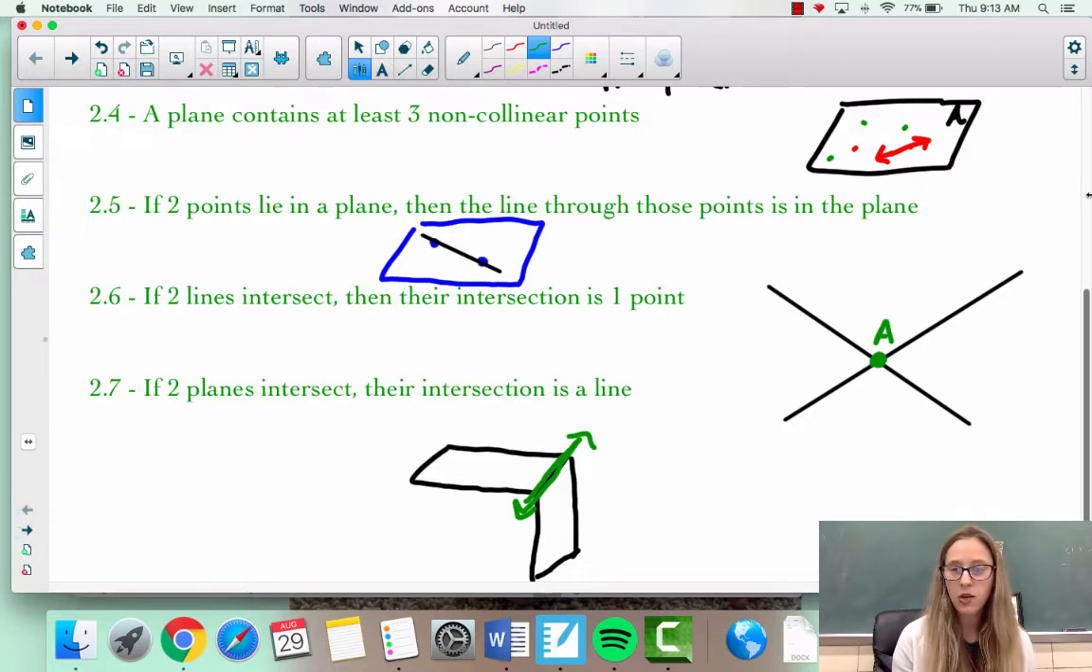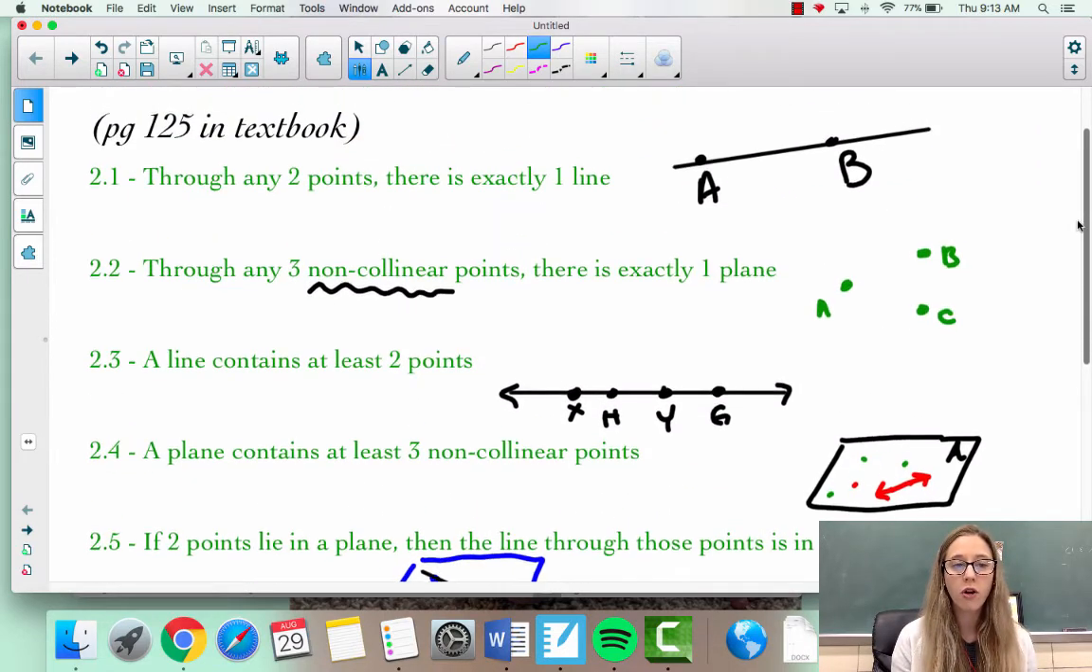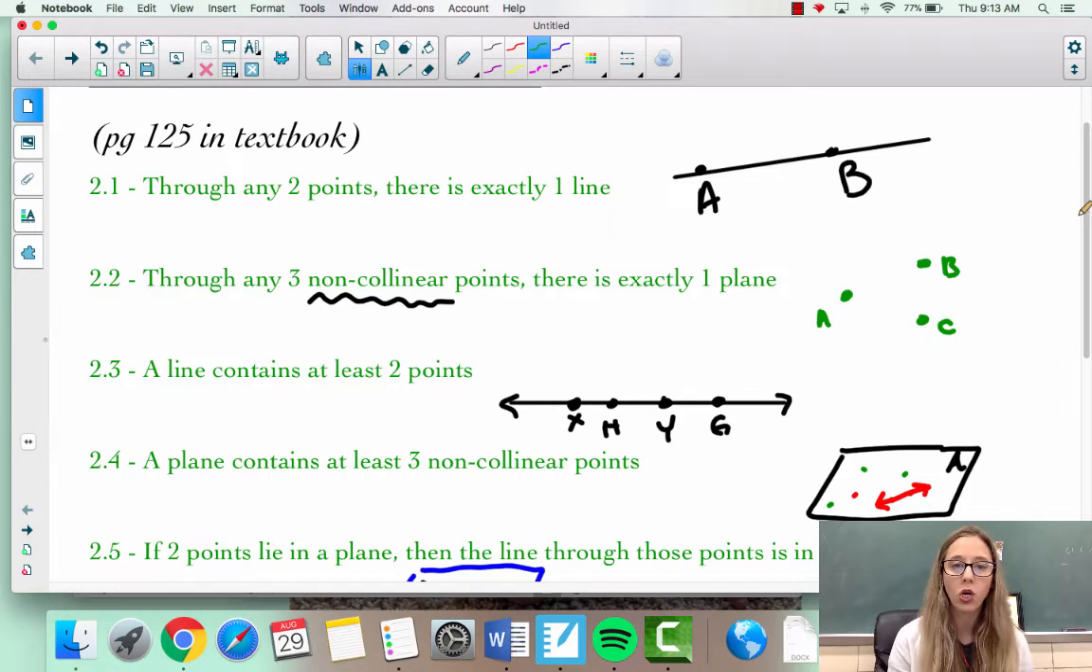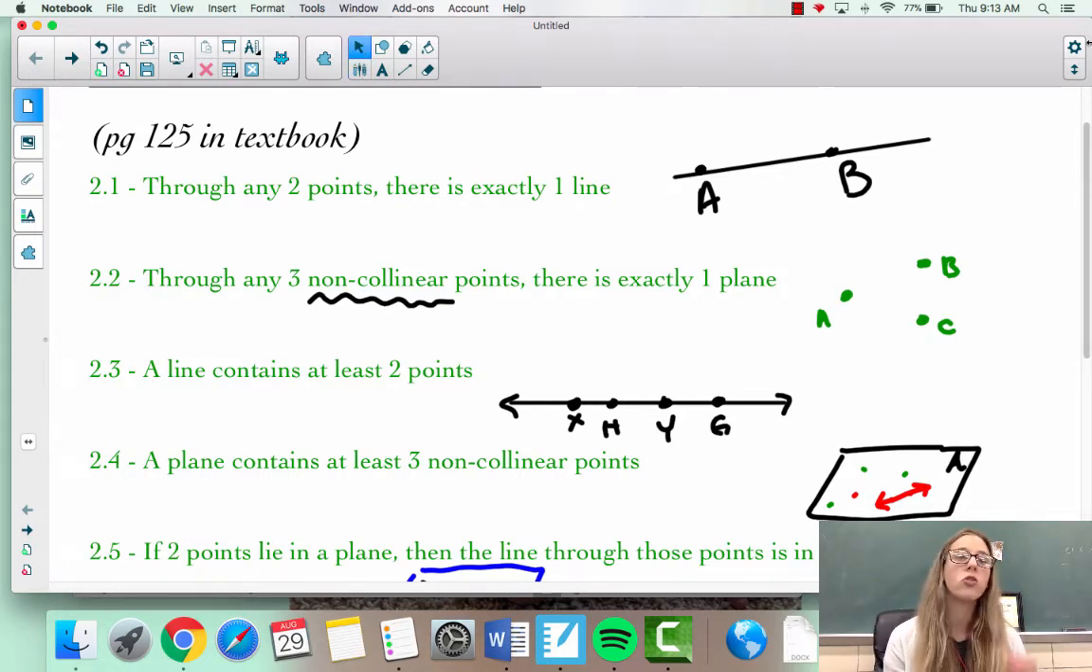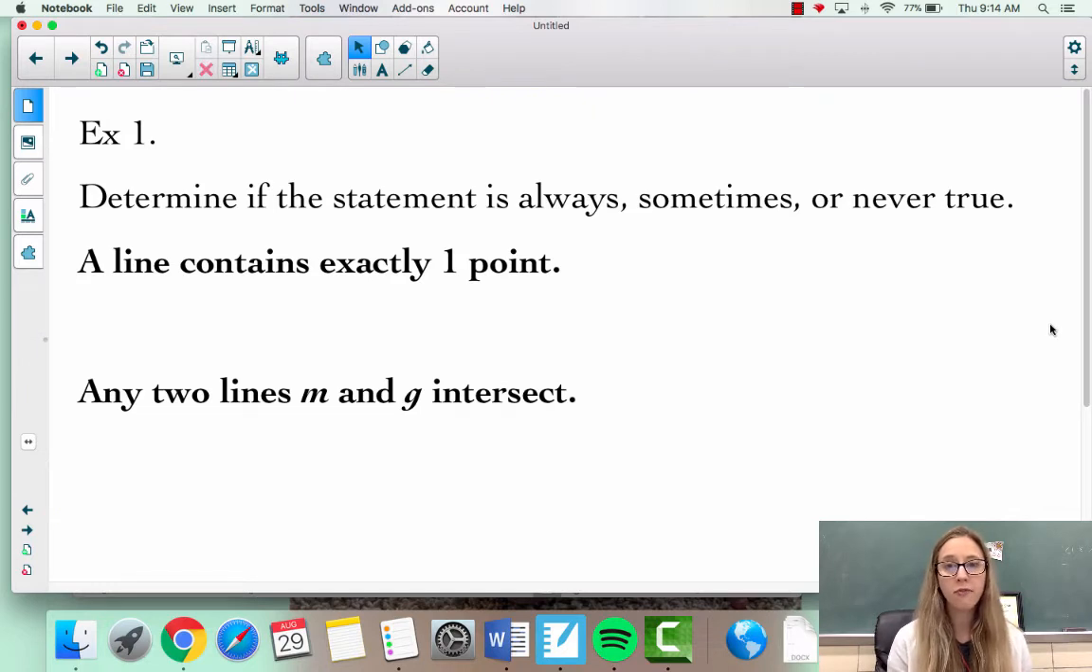All right. So if you have any questions about the 7 postulates, let me know. The first 4 are very similar to each other. It's all about the wording and what exactly they're looking for, so be careful with those. But what we're going to do is practice identifying things from pictures using these 7 postulates. So let's go through some examples together. The first example says you want to determine if the statements are always, sometimes, or never true, and then justify or explain your reasoning.